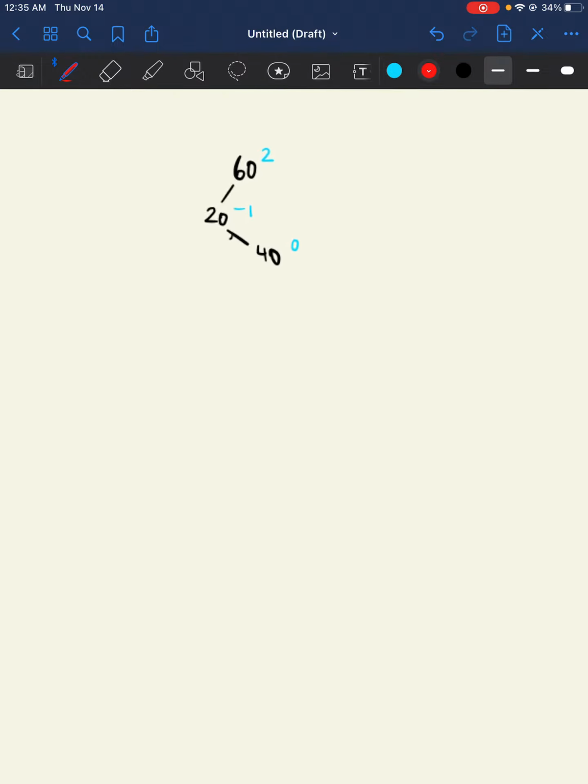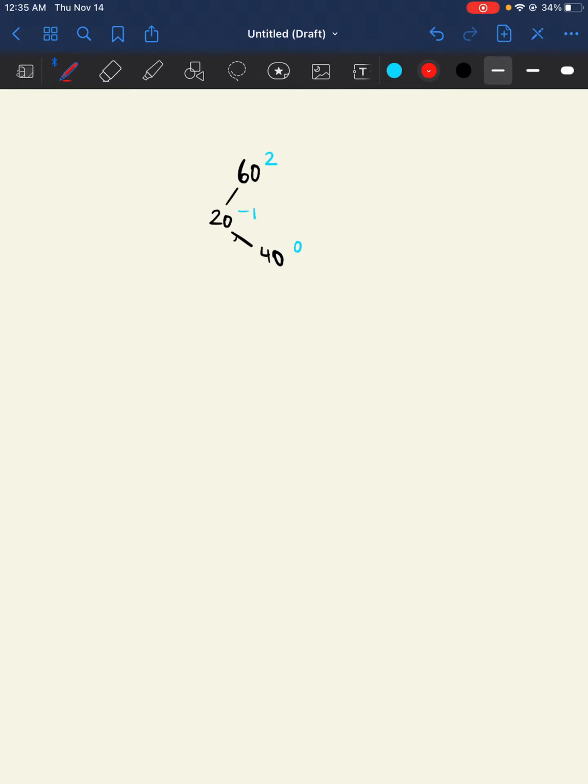And if we check the balance factors, balance factor of 40 is 0. Balance factor of 20 is -1. Balance factor of 60 is +2. So we have a problem here. So we know that we're going to need to do some rotations to fix this.